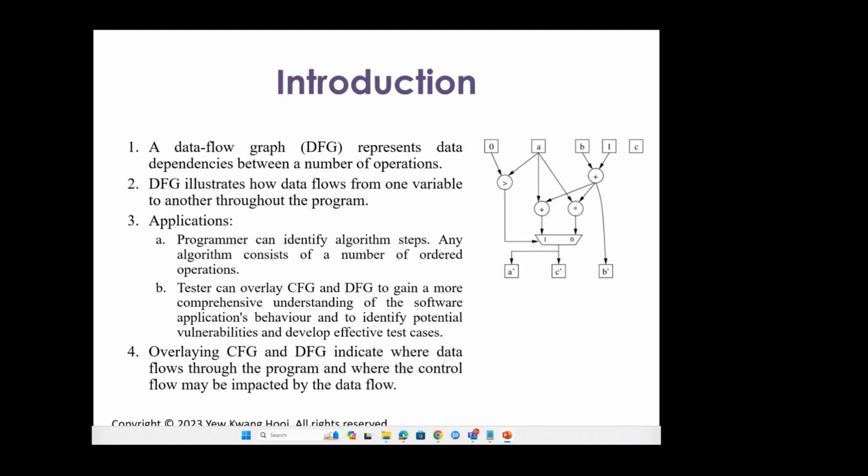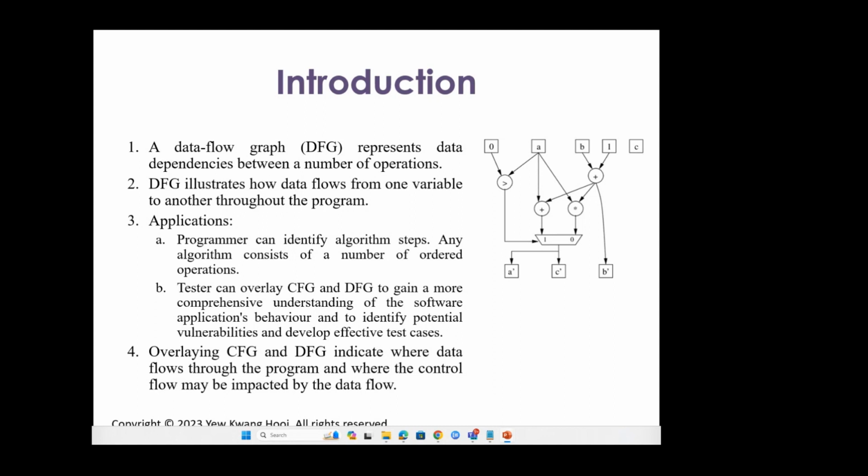A tester can combine a data flow graph with a control flow graph to get a more comprehensive understanding of the software application's behavior. By understanding the behavior of the program when it runs in real time, the programmer and the tester will be able to identify potential problems and potential vulnerabilities that are creeping inside the program.